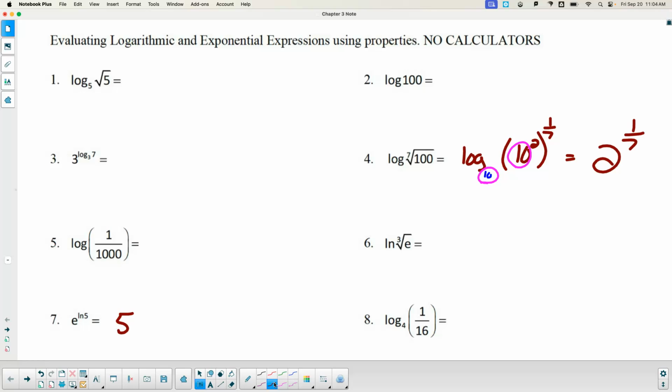Actually, take that back. It's not 2 to the 1/7 power. I correct myself right away. Whoa, tap the brakes. That's supposed to be an eraser. It should be 2, because it's a power, that means you multiply, 2 times 1/7, or 2/7.